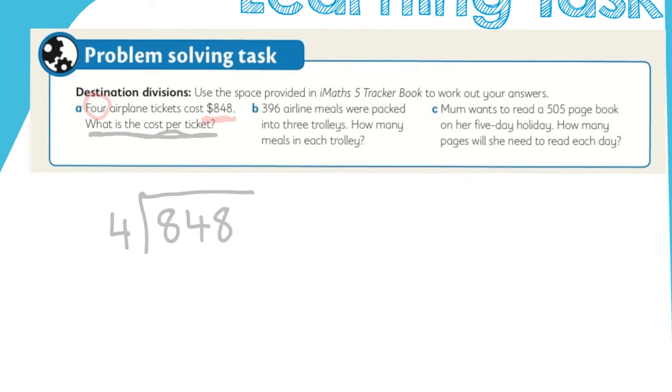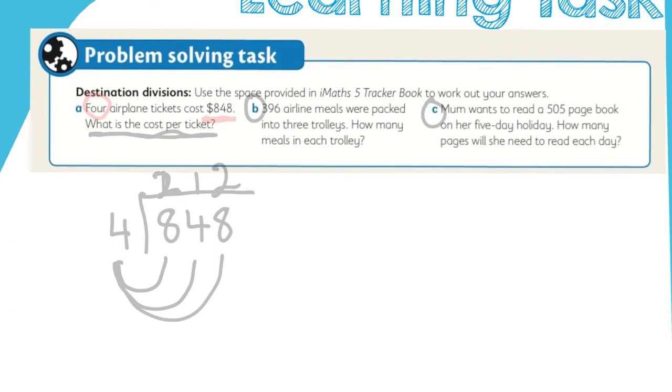So I'm going to put a 4 divided by $848. So 4 goes into 8 twice. 4 goes into 4 once. And then 8, how many 4s? Okay, there are 2. So the answer is 212. All right, I want you to have a go at this one and this one for me. Pause the video, and then we'll find the answers together.